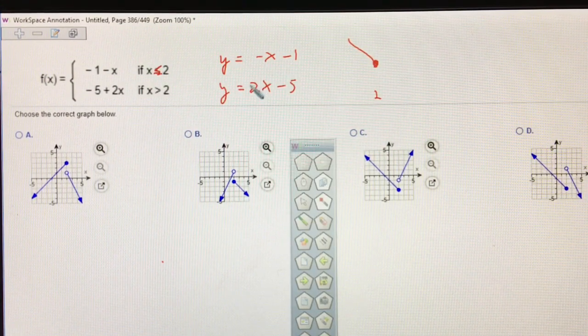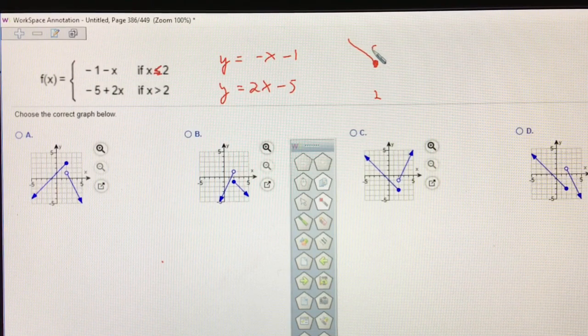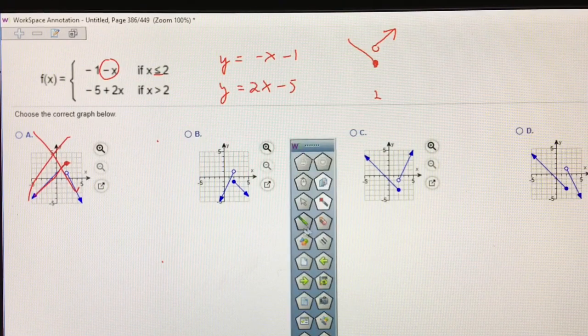Then this graph is positive. This graph is positive, and that's going to have an open circle at 2, and that's going to be a positive 2x going away from that. So I have to see which one's negative coming in with the closed circle. So that one's positive coming up to it with the closed circle. So it cannot be choice A.